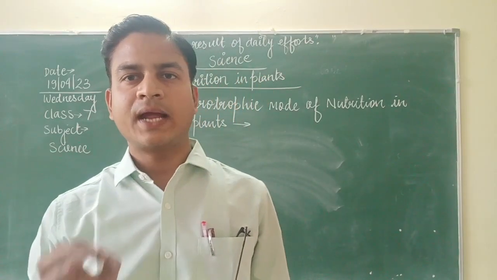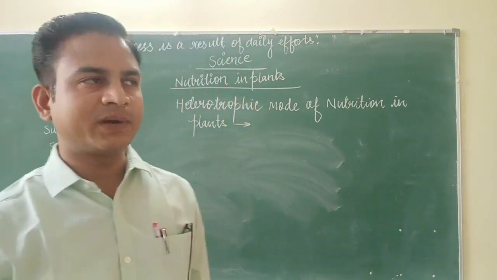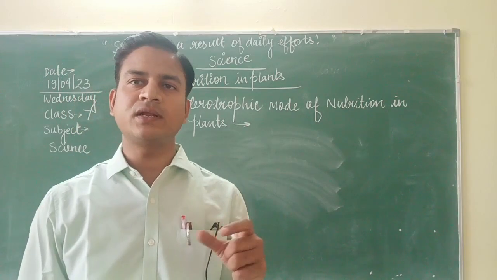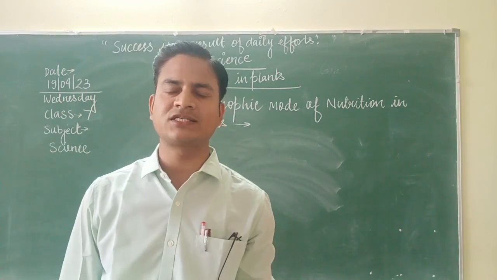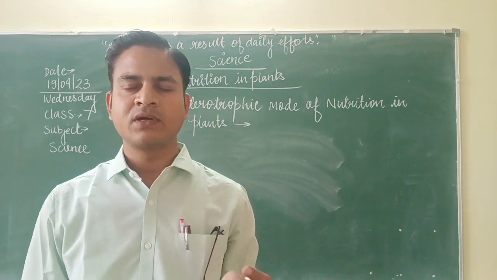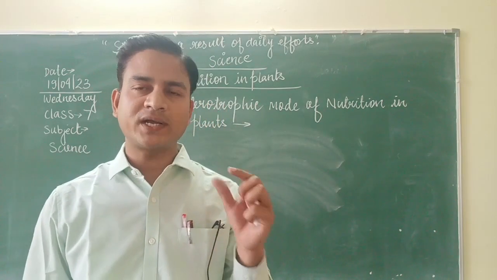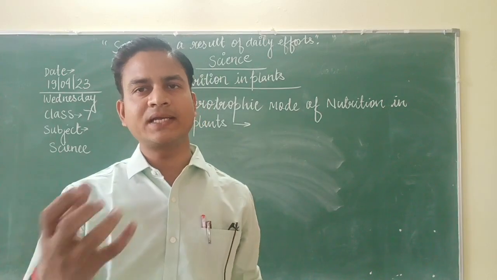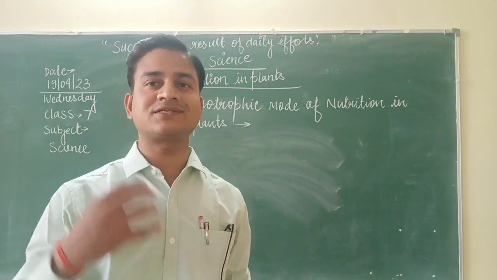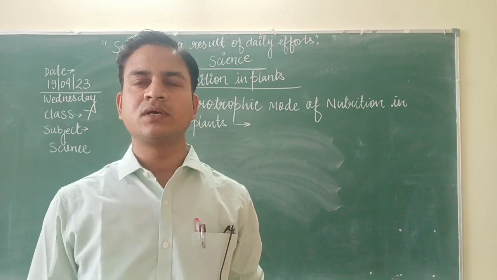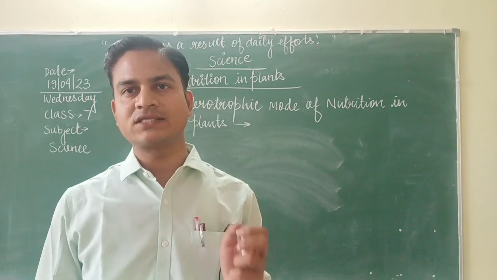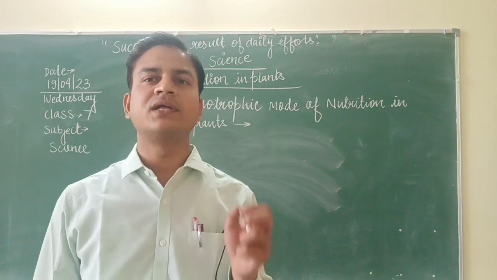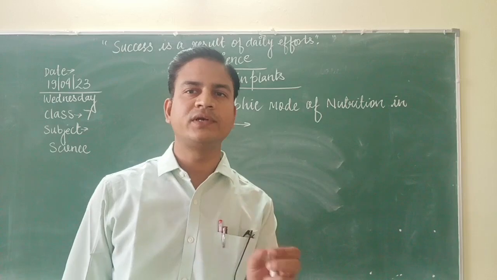So let us talk about the heterotrophic mode of nutrition in plants, children. What is the heterotrophic mode of nutrition? We have already discussed in the first part of this video that living organisms that cannot make their own food, or are not getting some of the components, and depend upon other organisms, are called heterotrophs, and the type of nutrition they exhibit is called the heterotrophic mode of nutrition.